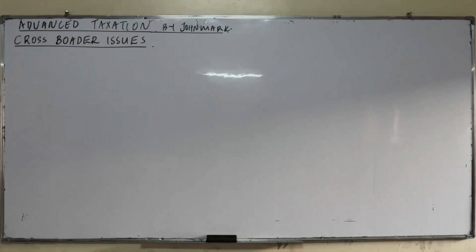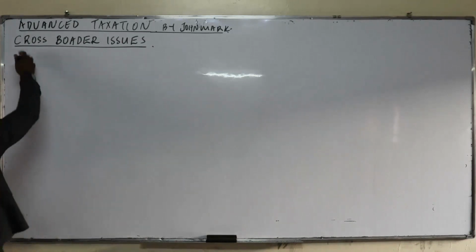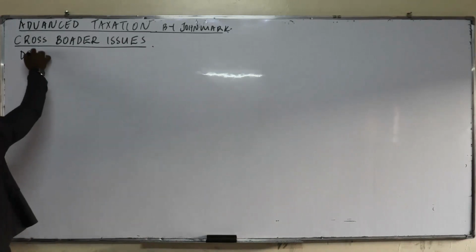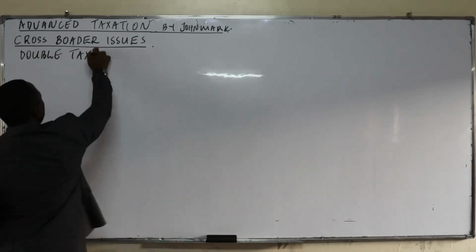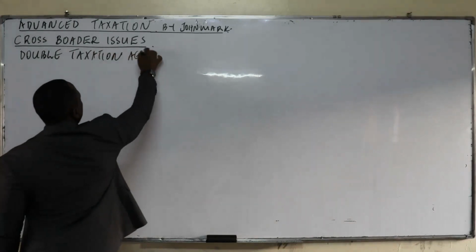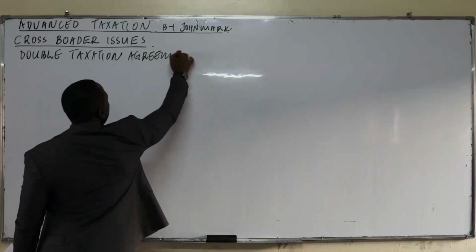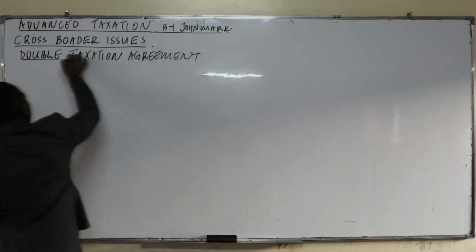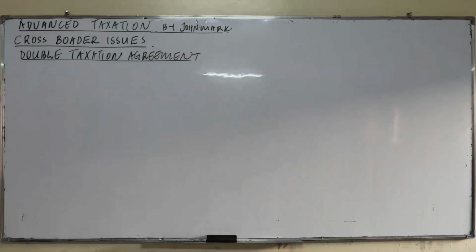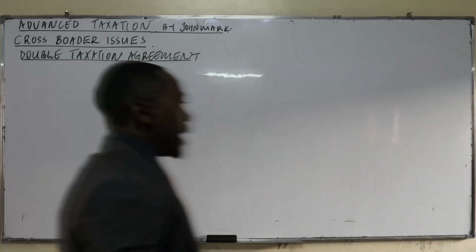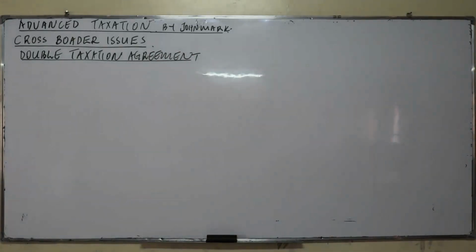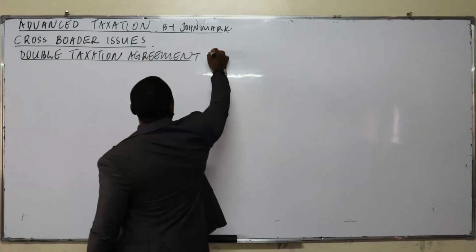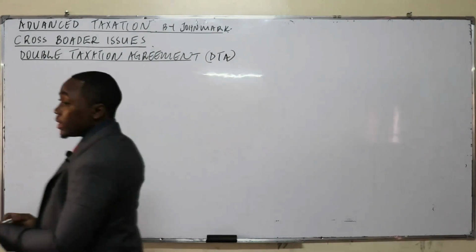Cross-border issues. Then I want us to start under that subheading. We have what you call double taxation agreement. Cross-border, we start with double taxation agreement, DTA. We like to say DTA.